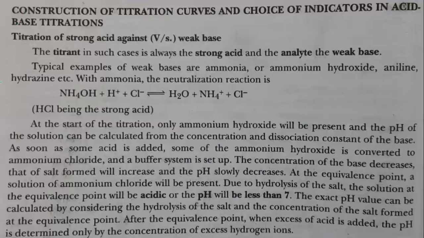Now we'll see first the titration of a weak base versus a strong acid, or strong acid versus weak base. So we are going to study titration curves for two types of titration here. The first one is the titration of strong acid against weak base. We'll see whether they are taking acid in the burette or in the conical flask; we'll come to know in the latter part.